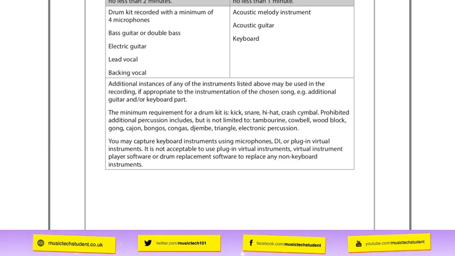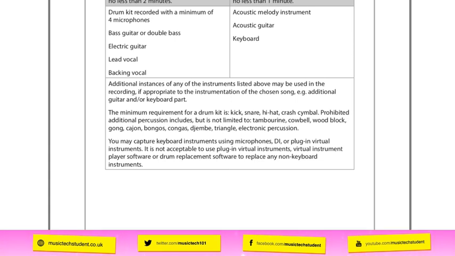Oh, so it looks like they might have changed the requirements for the percussion, which caught a lot of people out last time. No, it's definitely still prohibited. So the minimum requirements for the drum kit are kick, snare, hi-hat, crash. The prohibited instruments, the ones you're not allowed to use, are additional percussion instruments, but it's not limited to tambourine, cowbell, woodblock, gong, cajon, bongos, congas, and electric percussion. So it's pretty much all of the standard percussion that is prohibited by the looks of it.